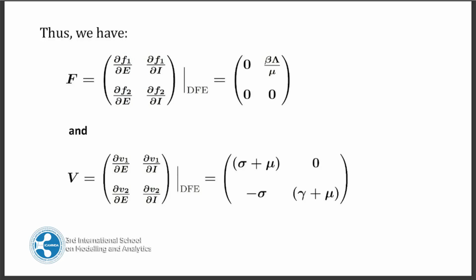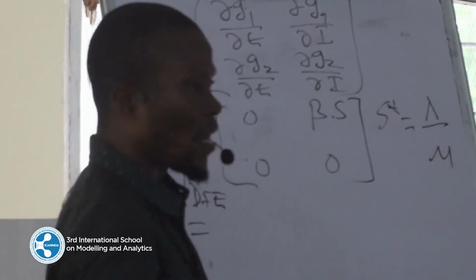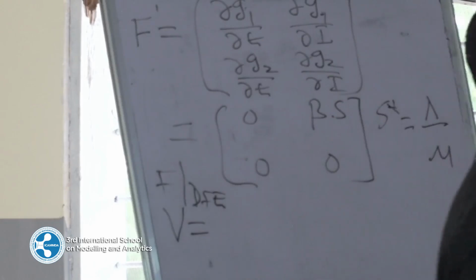So if you look at this, the next thing we have not done here is that we will now evaluate this F at the disease-free equilibrium, such that wherever we find S it becomes S star, which is equal to lambda over mu. If you put S equals lambda over mu, are we going to have the result different from what we have there? It will be the same thing.